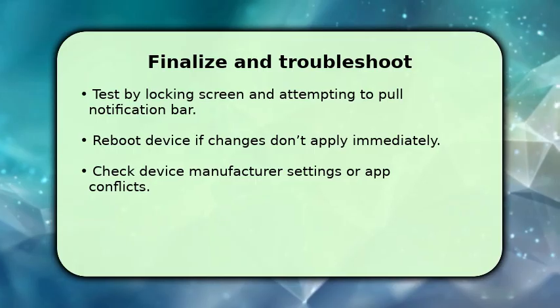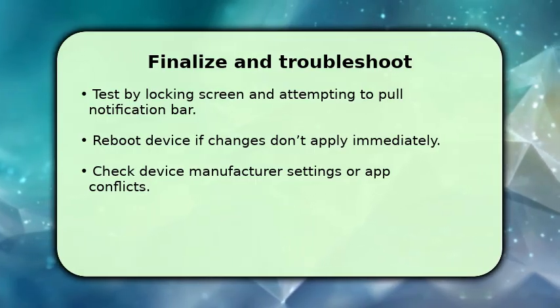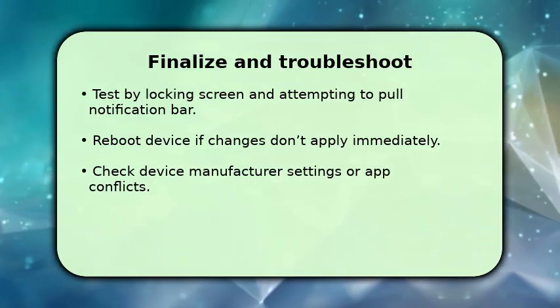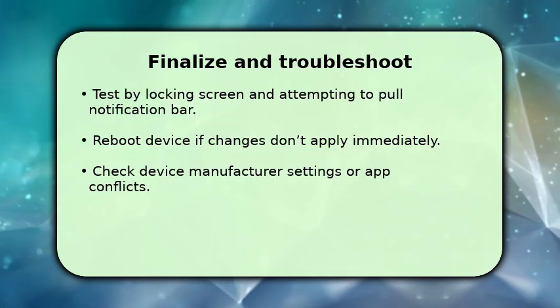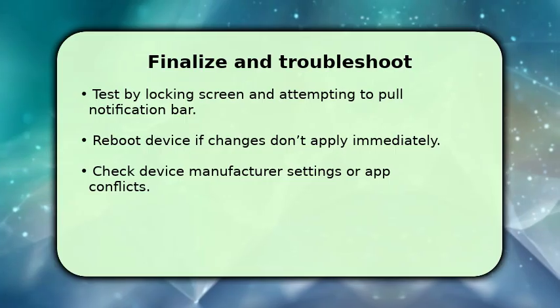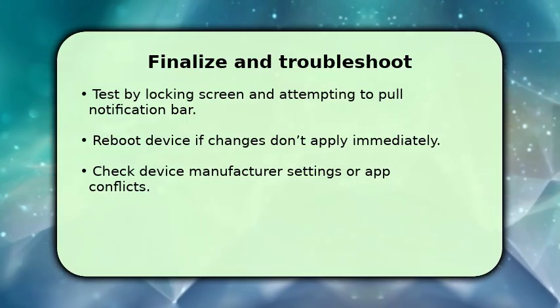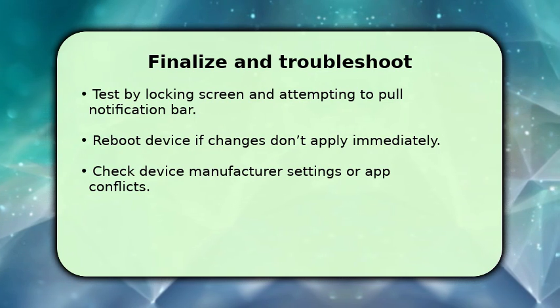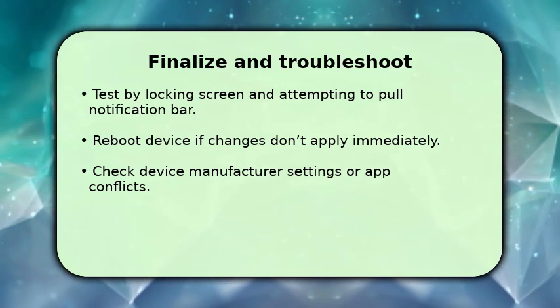If problems persist, inspect manufacturer-specific settings. Some skins add separate lock screen controls, and disable any third-party lock or notification managers that might override system behavior. One troubleshooting tip: remove or update apps that modify status bar behavior, then repeat the test.